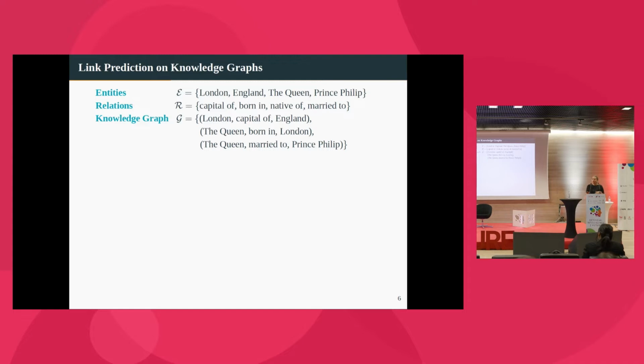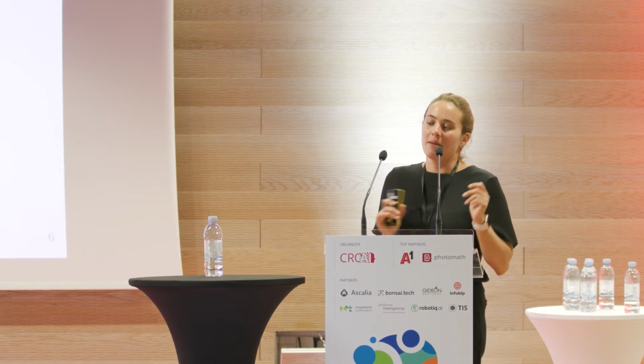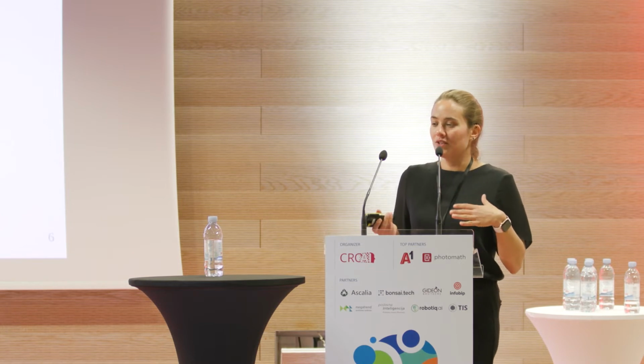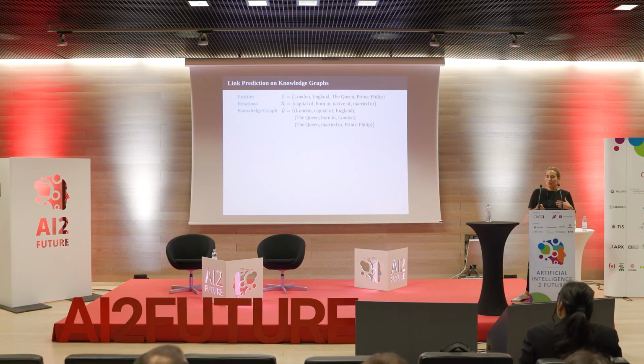Okay, so just to formalize this task a little bit, I've created a tiny, tiny knowledge graph of the British royal family. Here we have entities, which are in this case London, England, Queen, and Prince Philip. Relations between them are things like capital of and born in. The first representation of this knowledge graph can simply be this collection of triples that I've shown you. For example, this first triple has subject entity London, object entity England, and the relation between them is capital of.